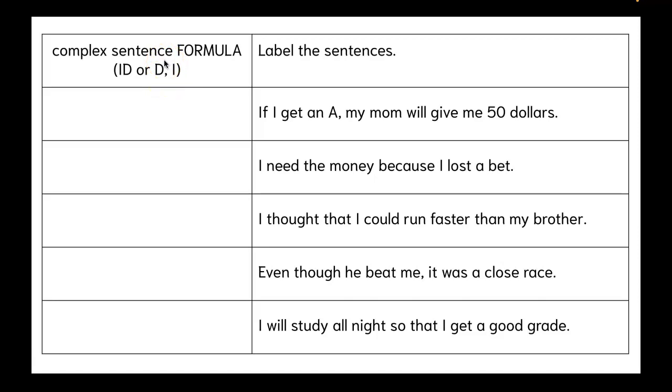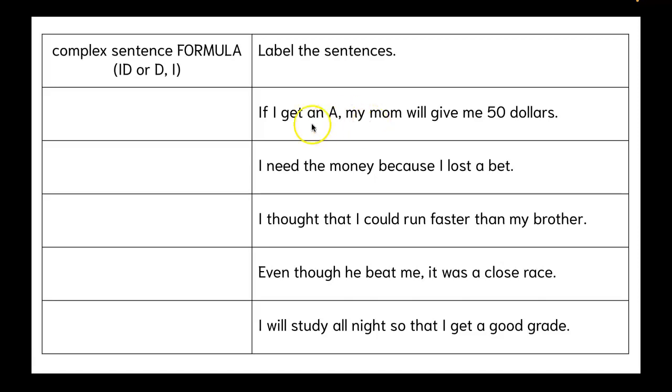So I'm going to do the first one with you. If I get an A, my mom will give me $50. Now, the clue here might be that there's a comma. That's not always going to be the case, but sometimes when you see a comma, that could indicate that you have a clause or a phrase at the beginning.